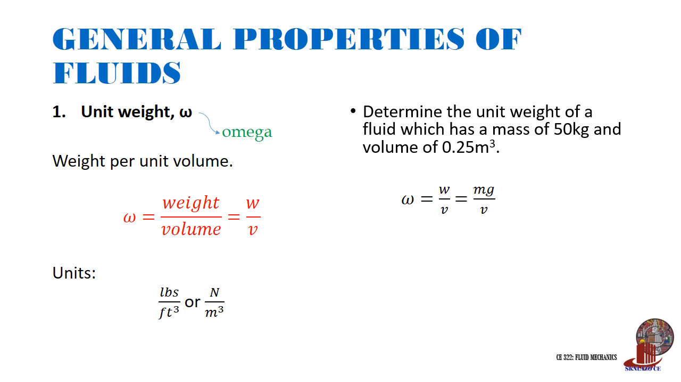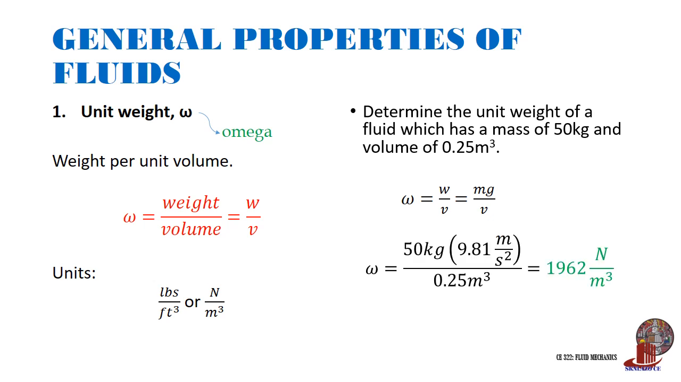From physics, you have already discussed that weight is some kind of a force which requires mass and acceleration just like Newton's second law of motion. Plugging in our values, omega is equal to 50 kilograms times 9.81 meters per second squared all over 0.25 cubic meters, which would result to 1962 newtons per cubic meter. Note that the kilogram meter over square second is denoted as Newton.